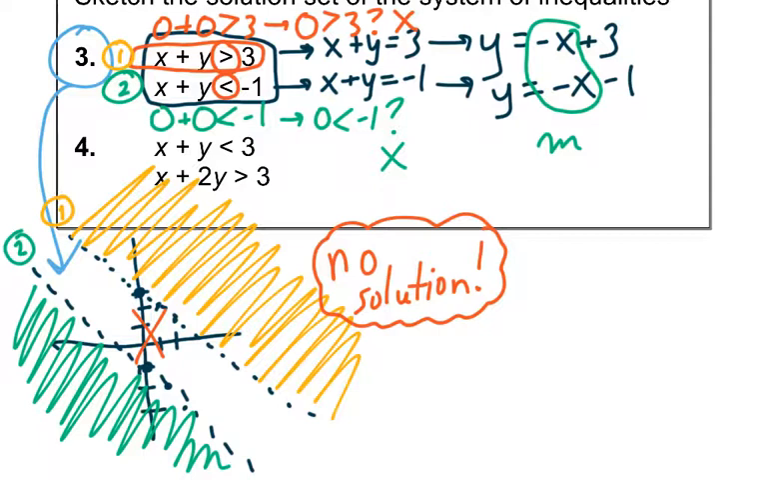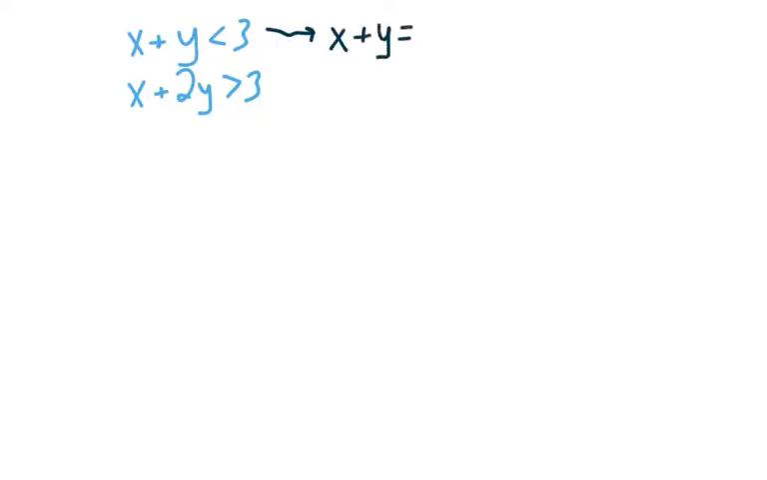Let's try number 4. And I'll copy number 4 onto the right side. Next page. This was x plus y is less than 3, and x plus 2y is greater than 3. Okay, I usually change them into equal sign. But again, that's a step that you don't have to do, folks, if you don't like doing that. Some people just get a little scared when they see the less than or greater than. They're not sure what that means.